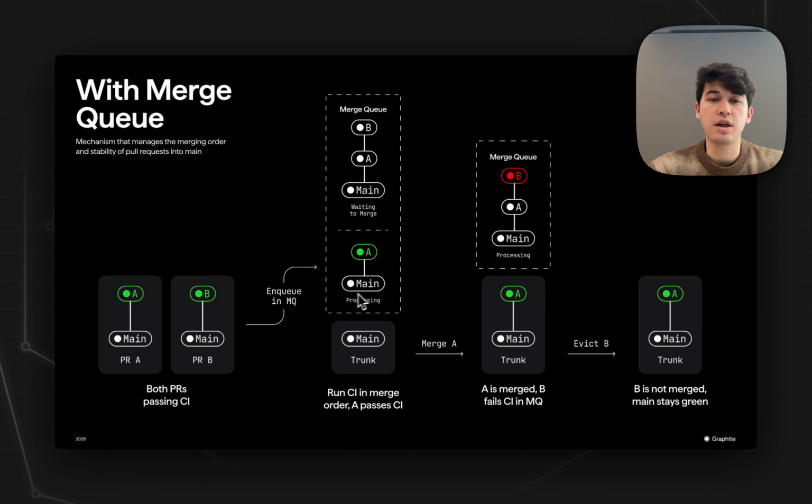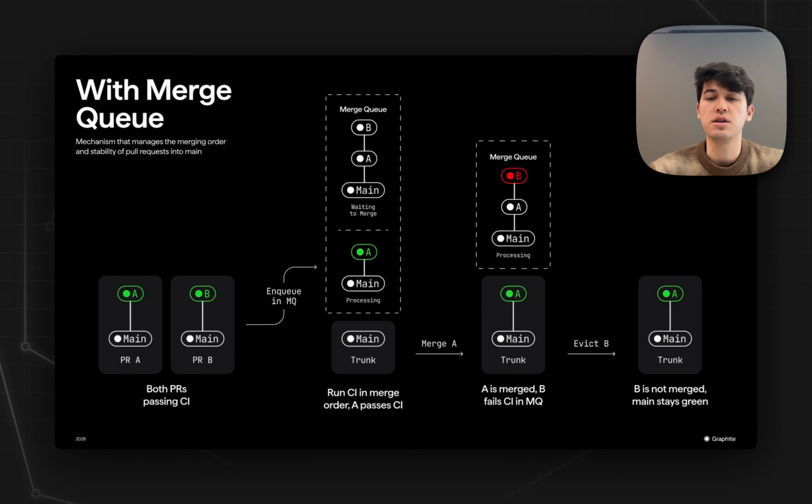So we see here that A on main passes CI, so we're able to merge A onto main. We then run CI on B, and you can see that it fails, as expected, because we've introduced the parameter change in A. In this case, we do not merge B onto main. B is evicted from the merge queue, and the PR author is notified that CI was failing for their PR, and they're going to need to make the fixes.